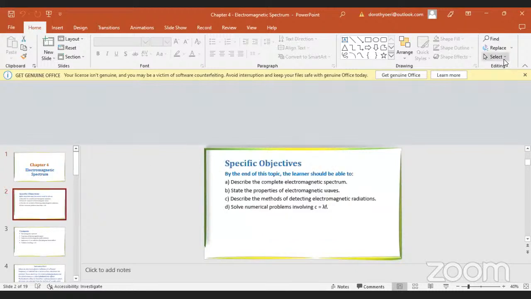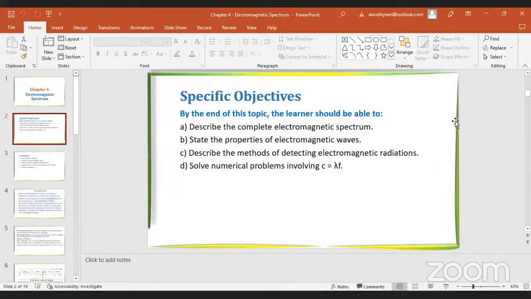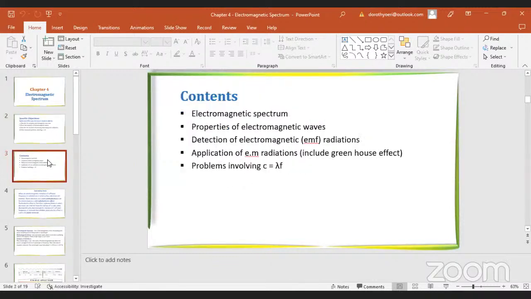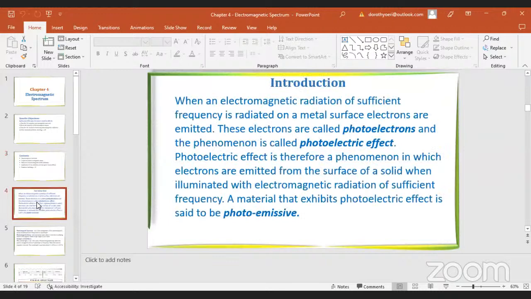Those are the objectives. By the end of the topic, it's a short topic, so we will be able to finish it today. Those are the objectives. Describe the complete electromagnetic spectrum. State the properties of electromagnetic waves. Describe methods of detecting electromagnetic radiations. And then there are a few numericals we might solve. Then we move on to the content that we are bound to cover. We look at the electromagnetic spectrum, properties of electromagnetic waves, detection, that is how you can detect electromagnetic waves, applications of electromagnetic waves, and then solving.